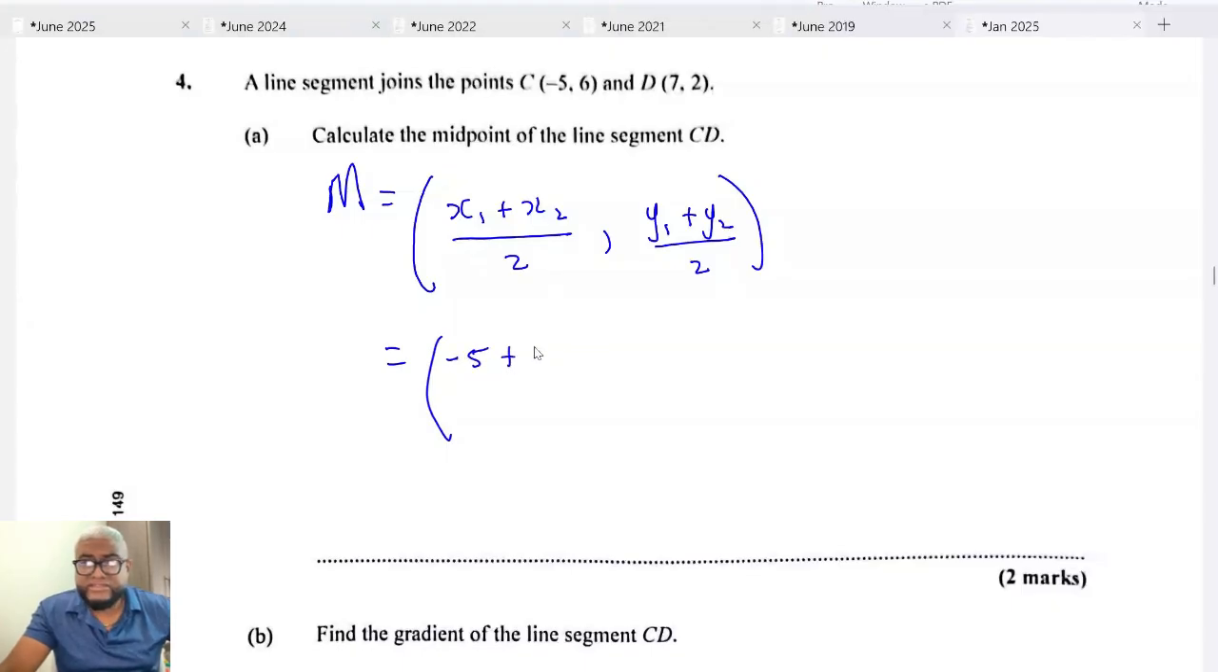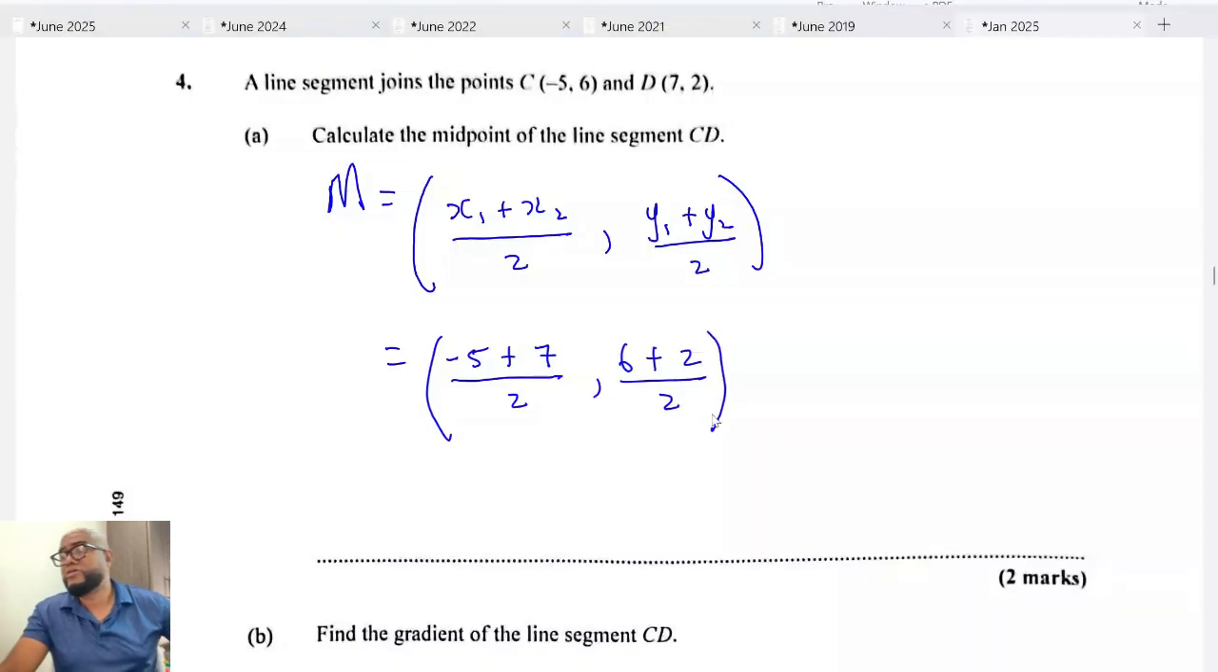Negative 5 plus all over, comma Y1 over 2. Right? When we work this down, let's give me the answers. 1, comma, boom. Everybody get that? Everybody good, right? Let's go.